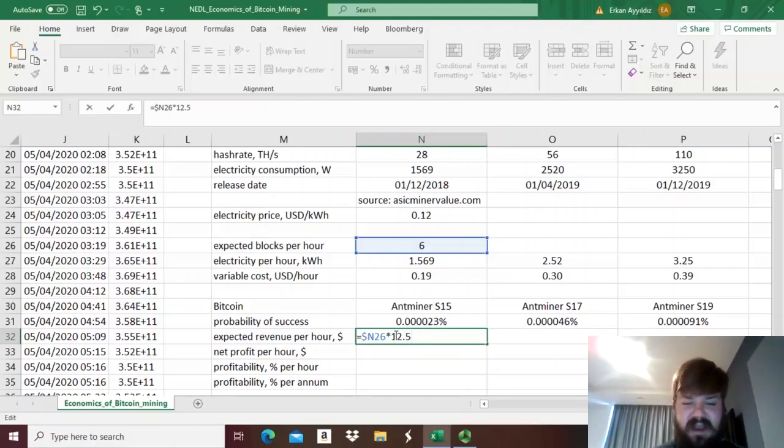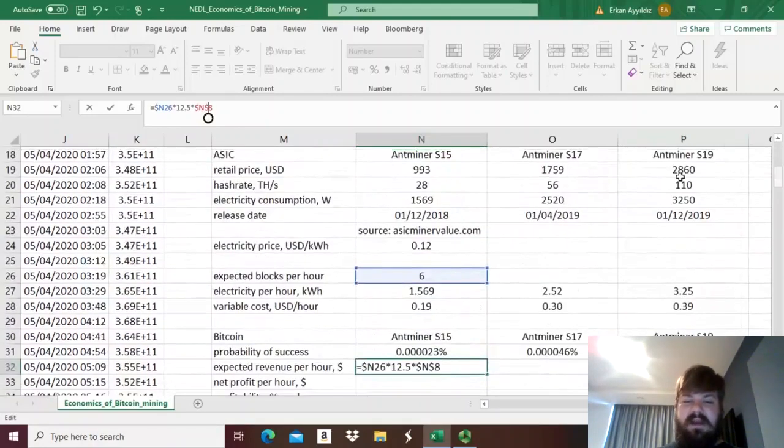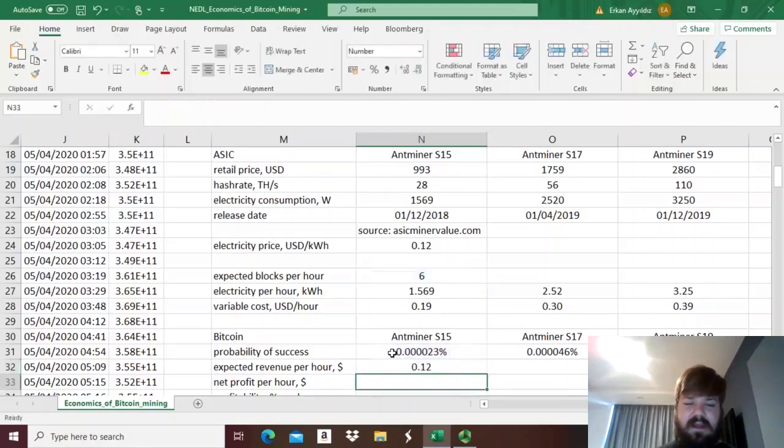Then we need to convert this payoff into dollars. Because we pay for electricity in dollars and we purchase ASICs in dollars, we need to express our expected revenue in dollars as well. So we need to multiply that by the market price of the coin we're trying to mine. But that's what would happen in the best case scenario. We need to multiply it by our probability of success, because if we fail, we get nothing. We mine no coins and have just endured the variable cost for nothing. And it gives us 12 cents per hour of expected revenue if we use Antminer S15.